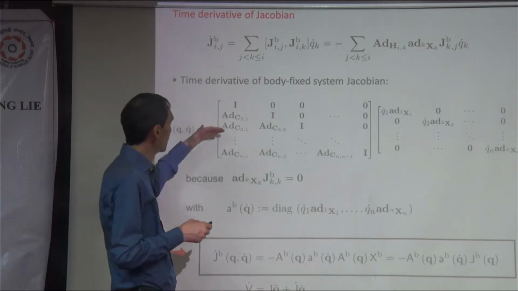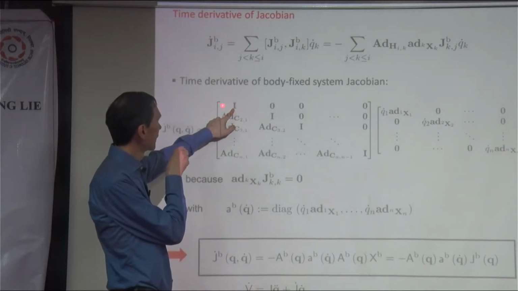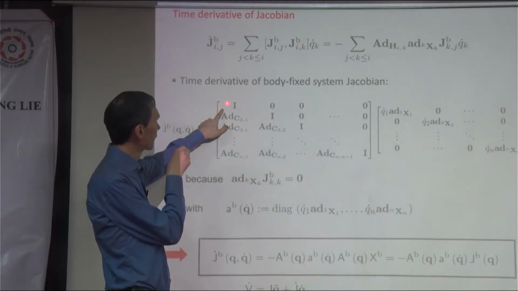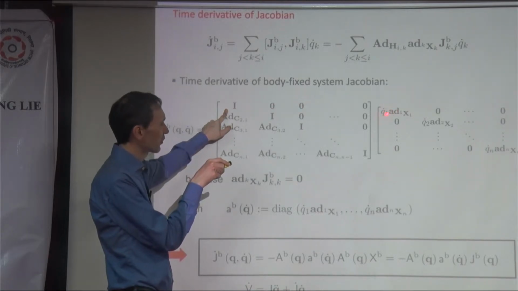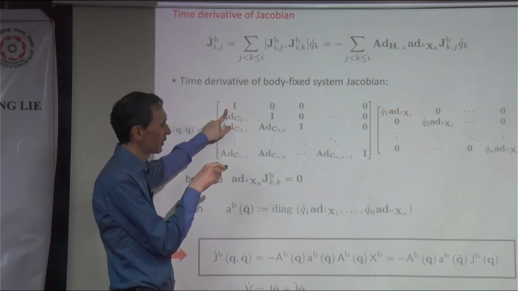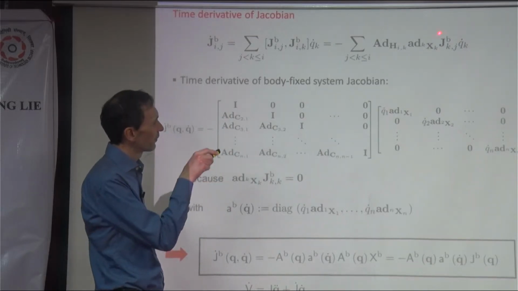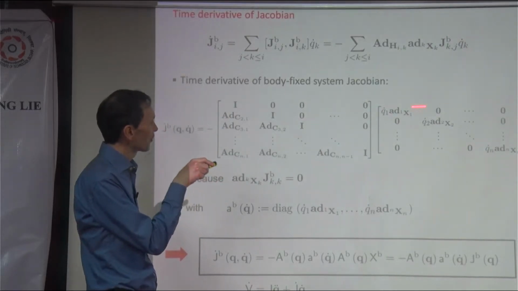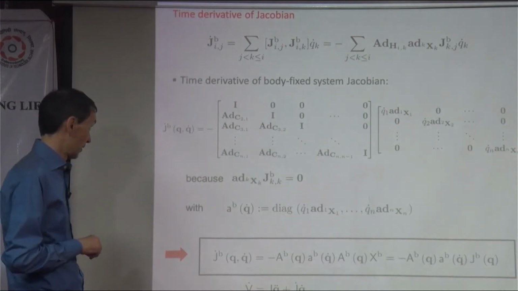So what I'm trying to get at is the first one. This is supposedly the time derivative of the first Jacobian, which is the identity times q1 dot times the adjoint of x1, times J1. Okay, so this is what you get here. This is exactly what you get if you express this for the first joint, for the first body.